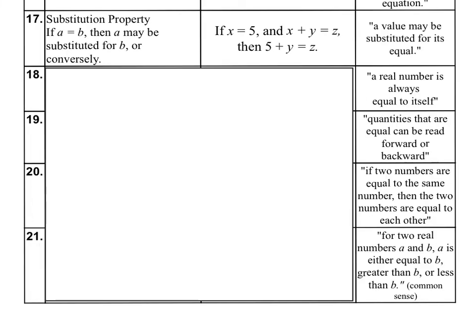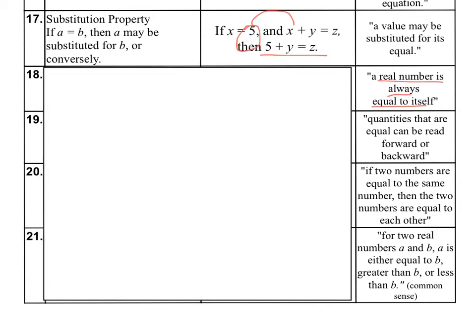When we're talking about the substitution property, a value may be substituted for its equal. If A is equal to B, then A may be substituted for B, or conversely, meaning the opposite. So if x equals 5, then we can substitute in 5 for x to make it 5 plus y equals z instead.